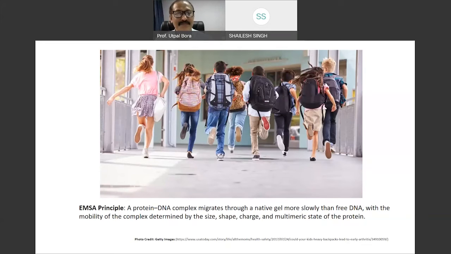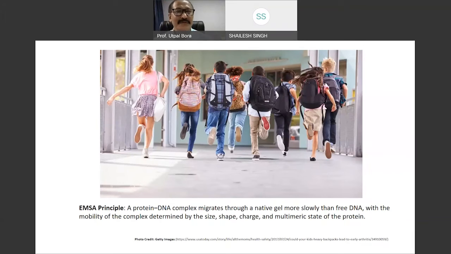Now, tell me one thing. If we put a protein which is conjugated to a nucleic acid, because this protein binds to nucleic acids, so like these kids carrying the baggage, the protein is carrying a nucleic acid baggage, right? And the same protein without a nucleic acid baggage, if we put it under electrophoresis, which one will run faster? The protein with the nucleic acid baggage, or the protein alone? Which one will run faster? Protein alone will run faster, right?